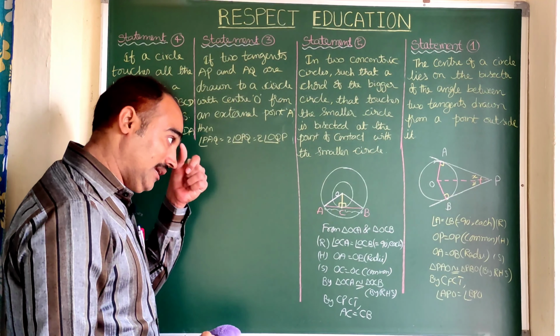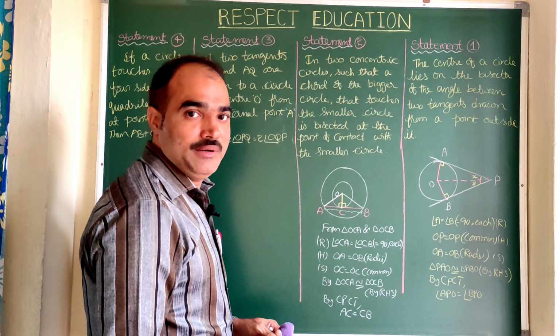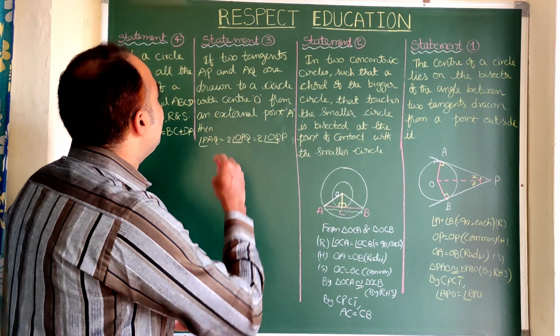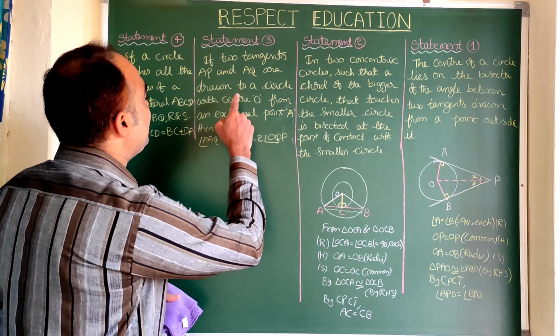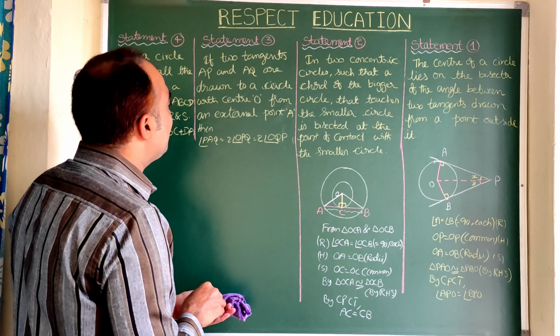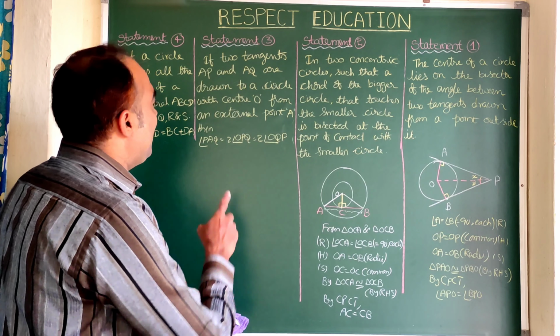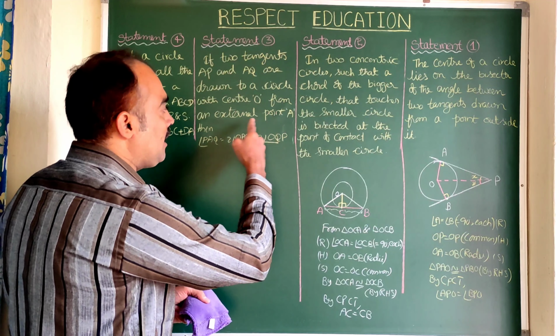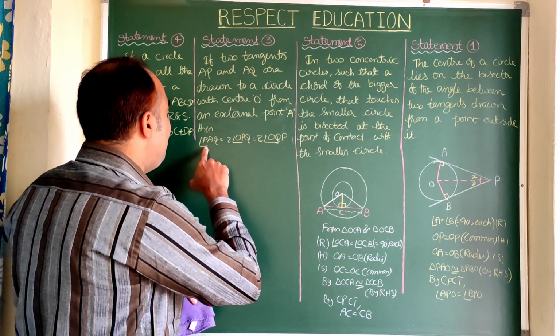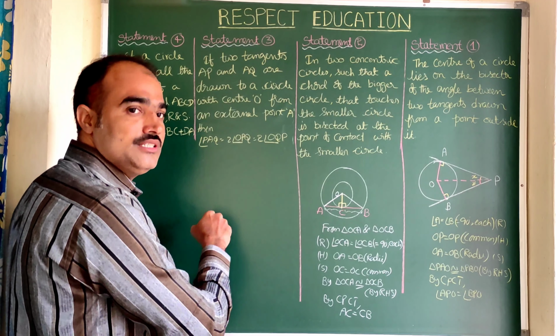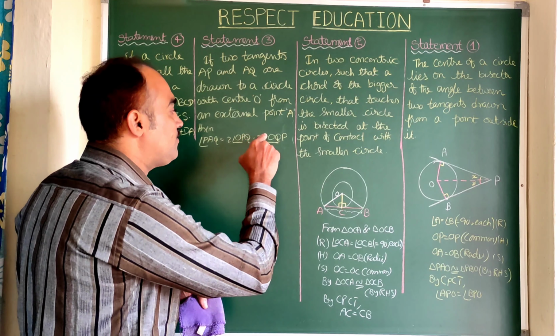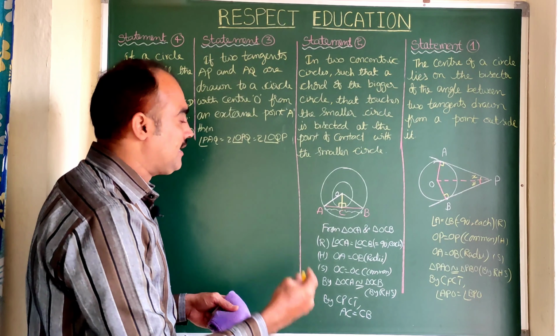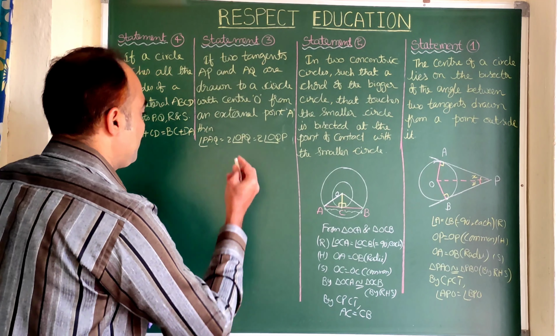Now let us see the third one, statement 3. If two tangents AP and AQ are drawn to a circle with center O from an external point A, then angle PAQ is equal to 2 times angle OPQ is equal to 2 times angle OQP. Let us see what it means.